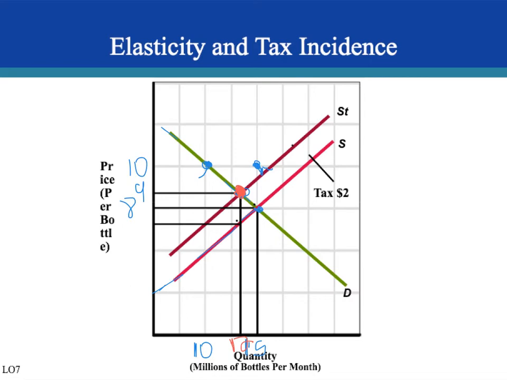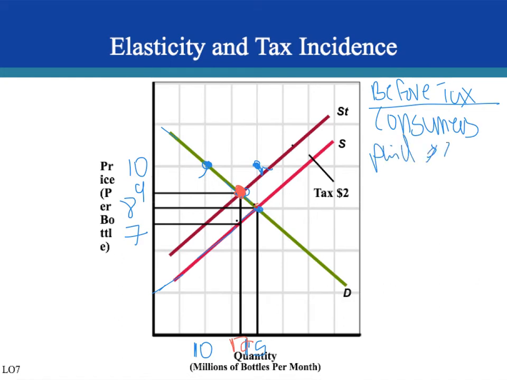So who shares the tax? Well, before, in equilibrium, consumers paid 8, producers received 8. Now, producers charge 9, so consumers are paying 9. So we look at before tax. Consumers paid 8. Producers received 8.